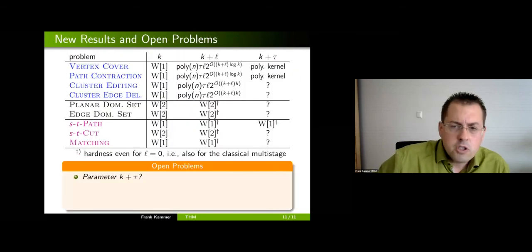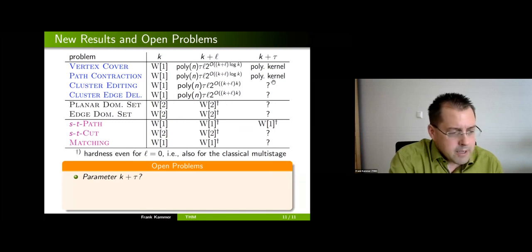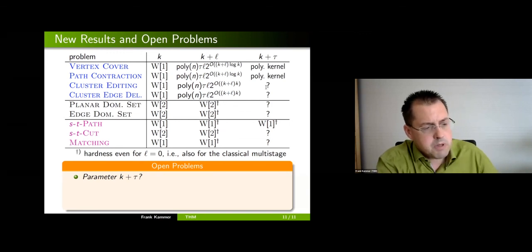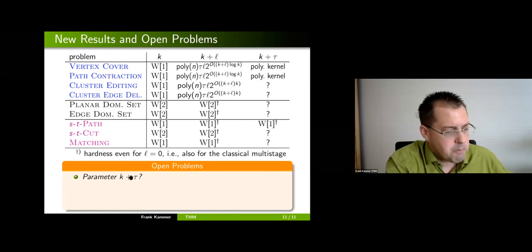Let me conclude the talk with some open problems. As we can see, here are some question marks. So how is a problem W-hard, or can we solve it in polynomial time? For the parameter k plus tau, there are some question marks.